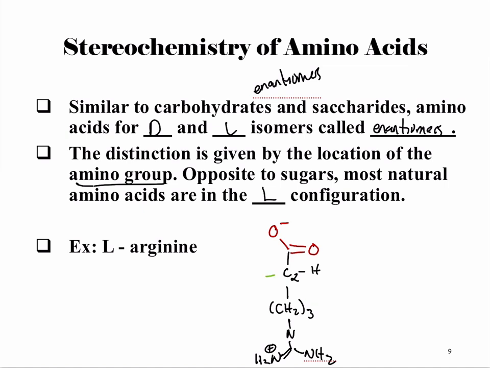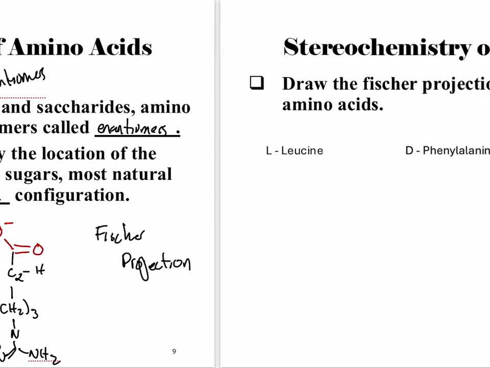And then the amine, or the N terminal, goes off to the left here, right? So we know that because it's L-arginine. So that's how we draw the Fischer projection for an amino acid, right? So this is going to be the same as it was for the carbohydrates. So this was the Fischer projection. So these are all going to be L configurations for amino acids.